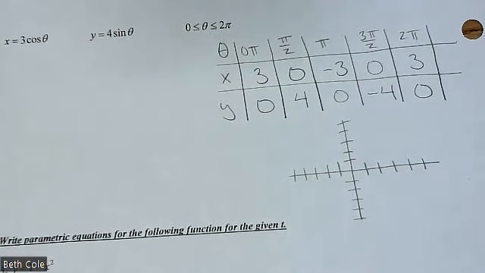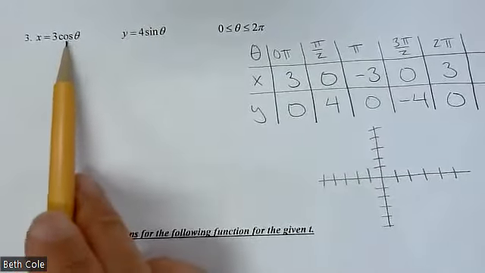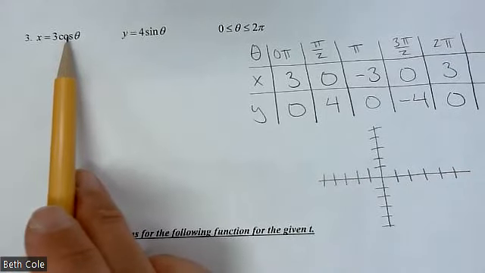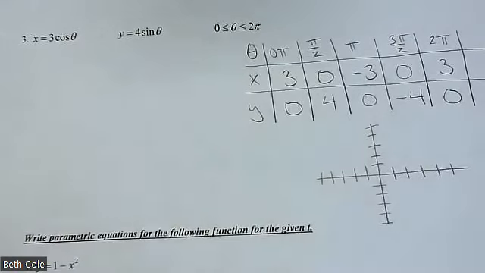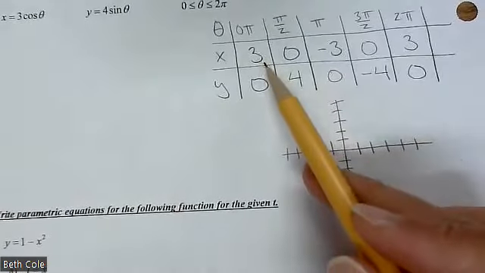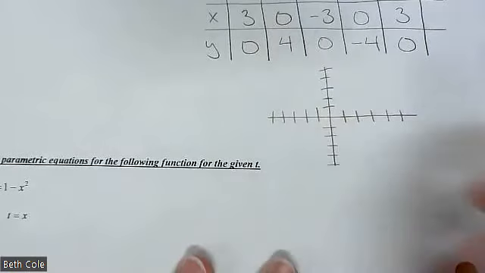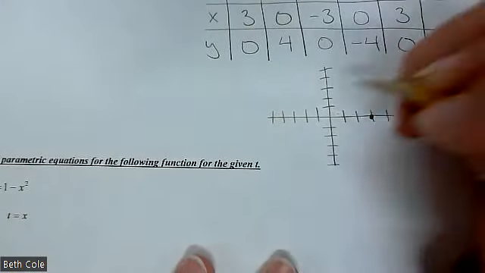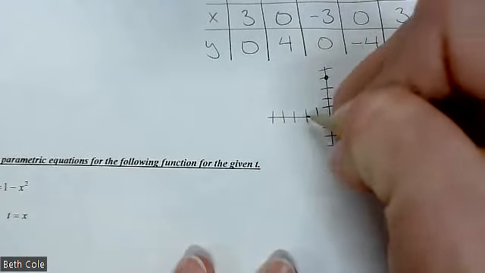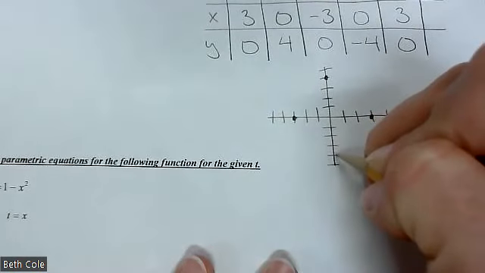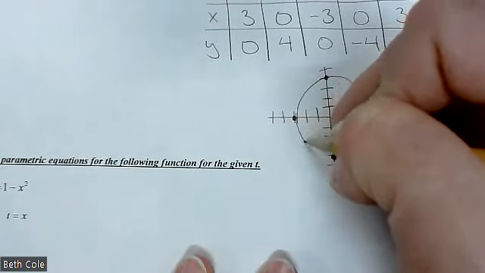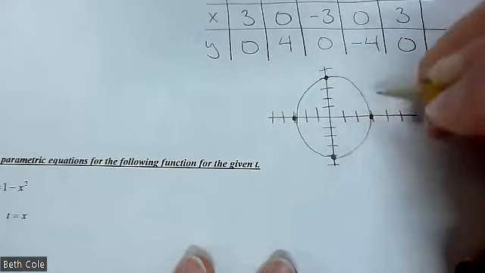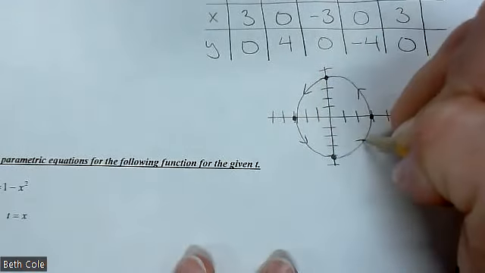And we're not going to eliminate the parameter for this one because to get theta by itself, you would have to do a cosine inverse or an arc cosine or a sine inverse or an arc sine. We're just not going to do that, but we are going to graph it. All right, so you're going to start at 3, 0 here. I'll scooch this up so you can just see the x's and y's. So 3, 0, 0, 4, negative 3, 0, 0, negative 4, and back to 3, 0. So it's an oval, and it's going to go in this direction.